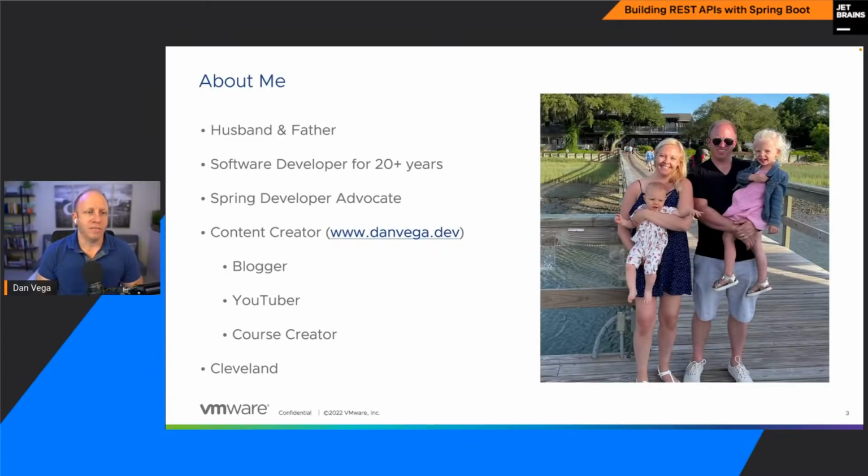So a little bit about me. I'm a husband and a father. There's my beautiful wife, Jen, my two daughters, Isabella and Juliana. We live right outside of Cleveland, Ohio. I've been a software developer for over 20 years, and in that span, held a variety of titles from web developer to senior engineer to curriculum developer to principal architect, and now Spring developer advocate.